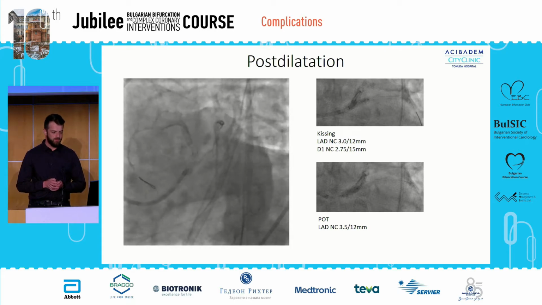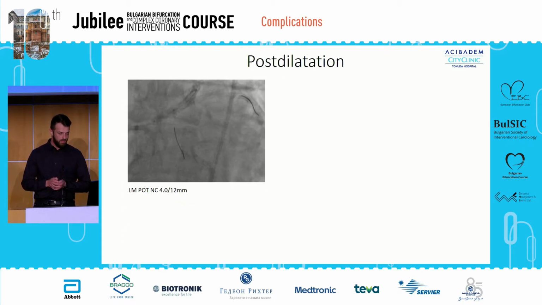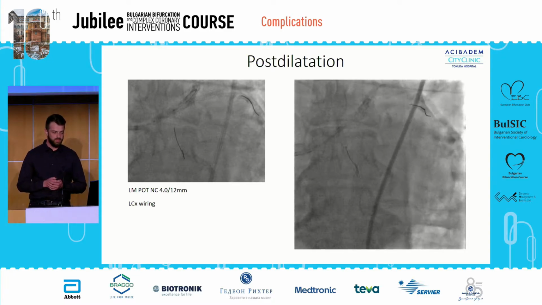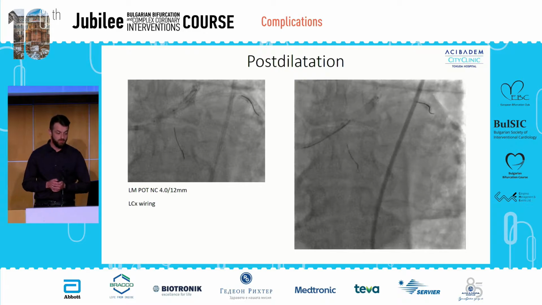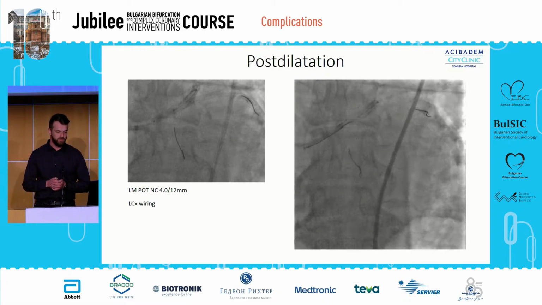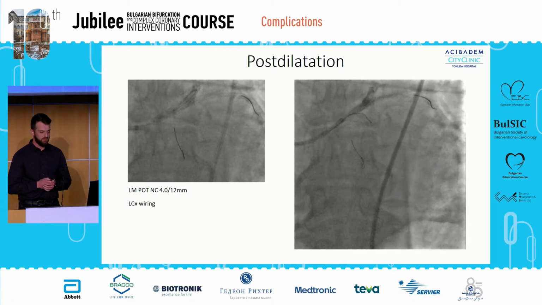After that, POT for the LAD, 3.5 balloon. And we did a POT for the left main. It's an important point which ensured the easy crossing, recrossing of the left circumflex. And you can see on the fluoro how easy the wire went into the left circumflex.